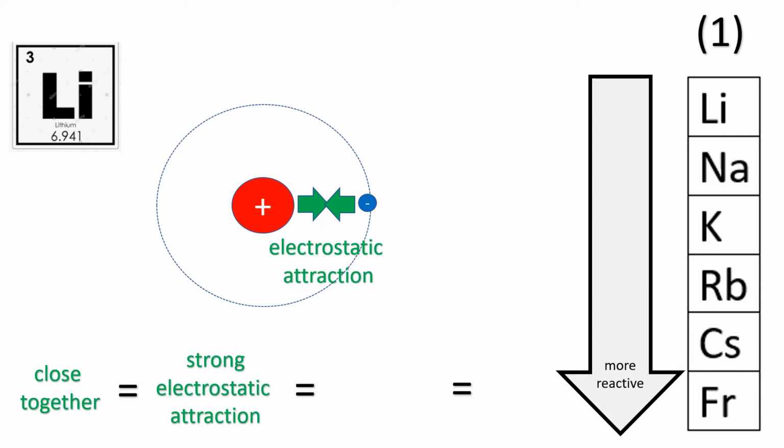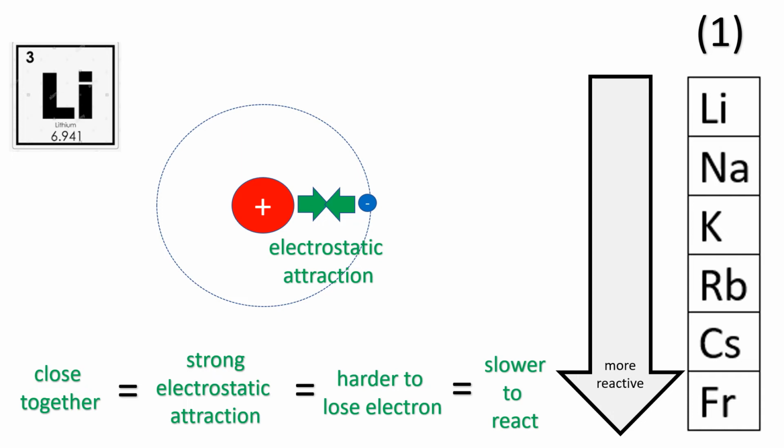Electrostatic attraction is the positive-negative attraction that we talk about. And because they're close together, it is a strong attraction. Now that means if lithium is trying to lose that electron, trying to react, that's going to be pretty hard because the positive is pulling it back in again. And so it's harder to lose the outer electron. And because it's harder to lose the electron, it's going to be slower to react.